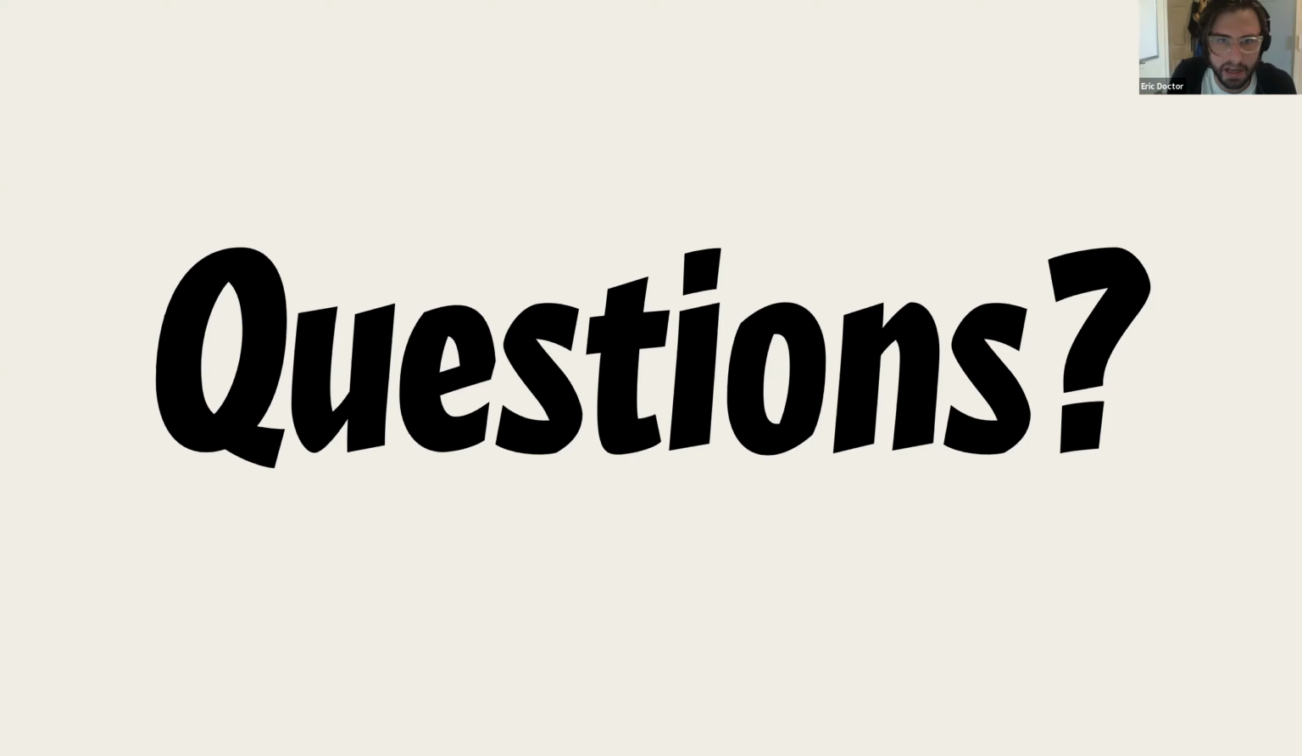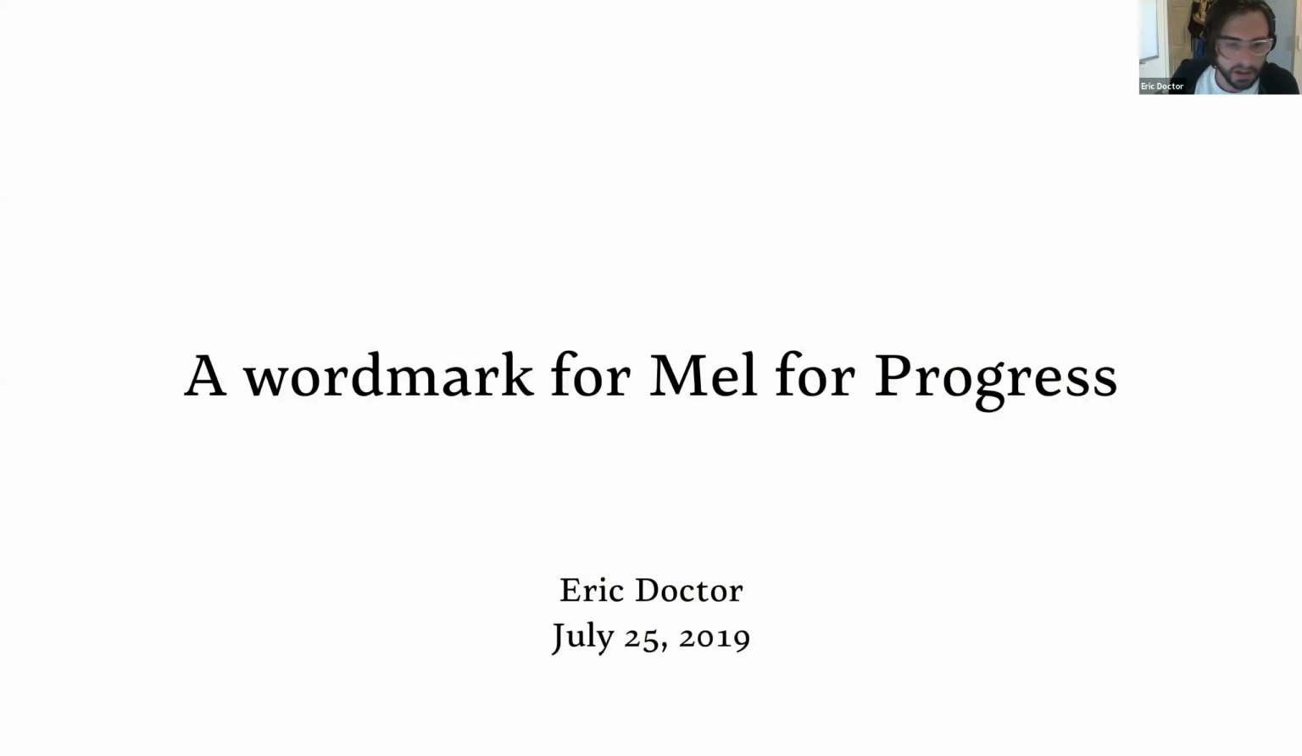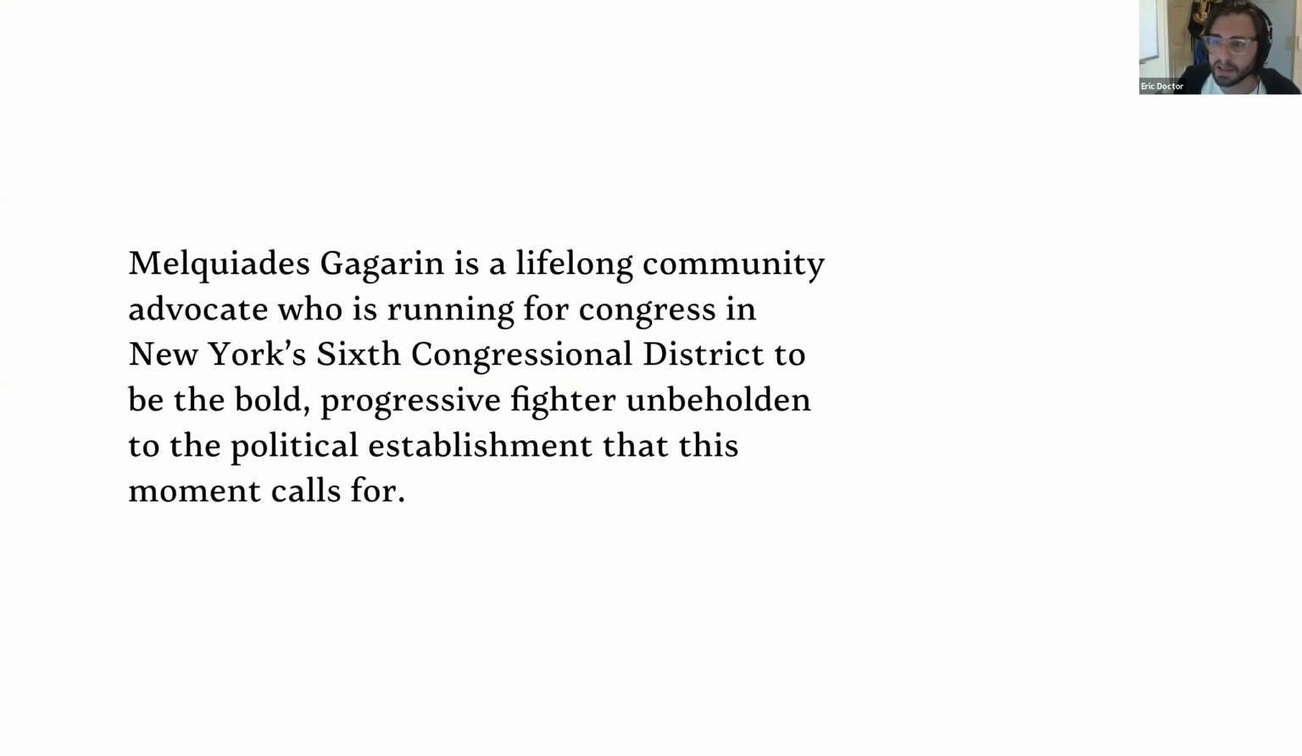This is a completely unedited pitch deck that I presented to Mel and Alita on July 25th, 2019. This is a word mark for Mel for Progress. What I'd like to start with is a strategy statement, so that we know whatever identity we're designing is telling the narrative we want to tell. This is what I wrote: Melquiades Gagarin is a lifelong community advocate who is running for Congress in New York's 6th congressional district to be the bold progressive fighter unbeholden to the political establishment that this moment calls for.